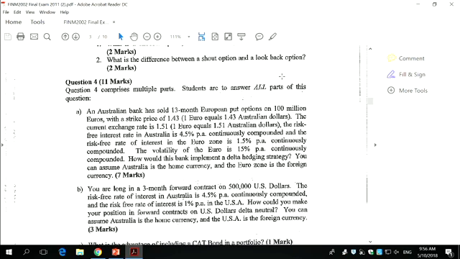Okay, so let's have a look at a couple of questions. One is just a delta hedging question. So question 4A. An Australian bank has sold 13-month European put options on 100 million euros with a strike price of 1.43. 1 euro equals 1.43 Aussie dollars. The current exchange rate is 1.51. Risk-free in Australia is 4.5%. Risk-free in the Eurozone is 1.5%. Volatility of the euro is 15%. How would this bank implement a delta hedging strategy? You can assume Australia is the home currency and the Eurozone is the foreign currency.